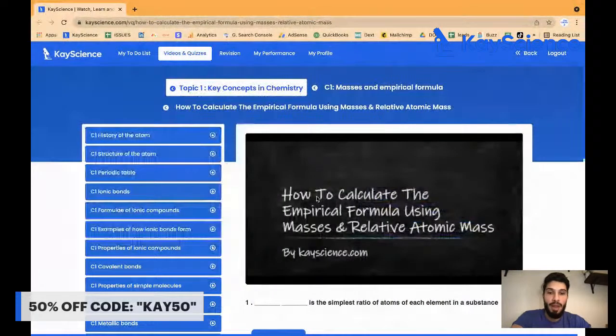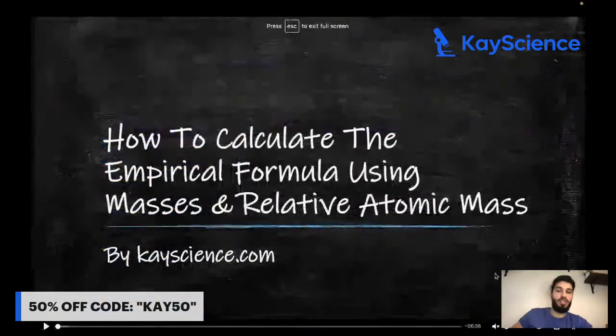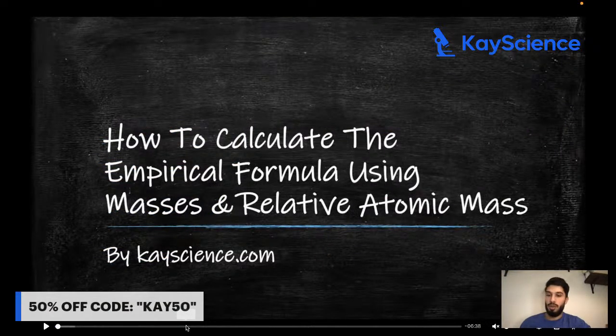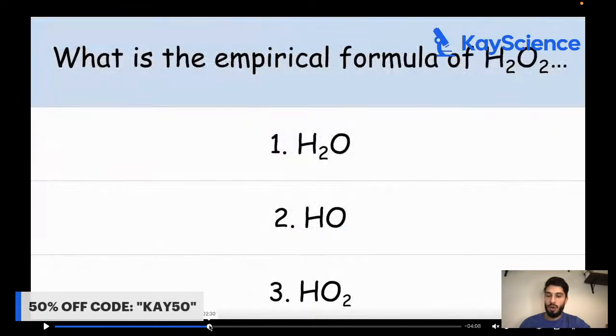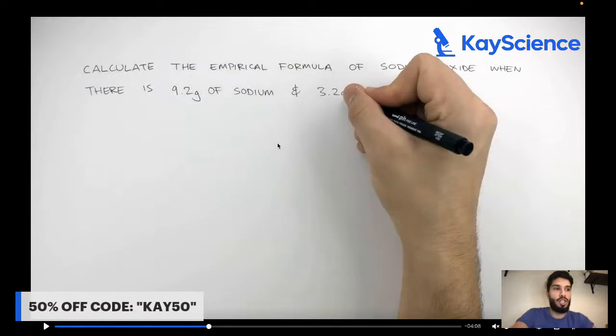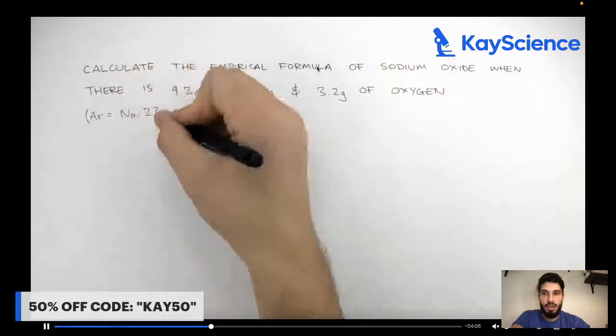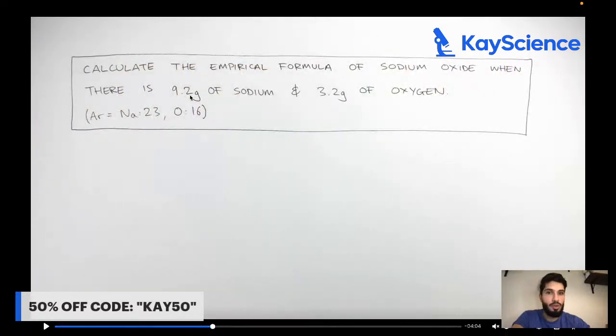Let's now move on to empirical formula. This is a 3-mark question, which is really, really easy to do if you know how to do it. So I want to go straight into the question. Here is the type of exam question that you could get in an exam when it comes to calculating the empirical formula. So let's read it. Calculate the empirical formula of sodium oxide when there is 9.2 grams of sodium and 3.2 grams of oxygen. And you're given the relative atomic masses. Sodium is 23, oxygen is 16.